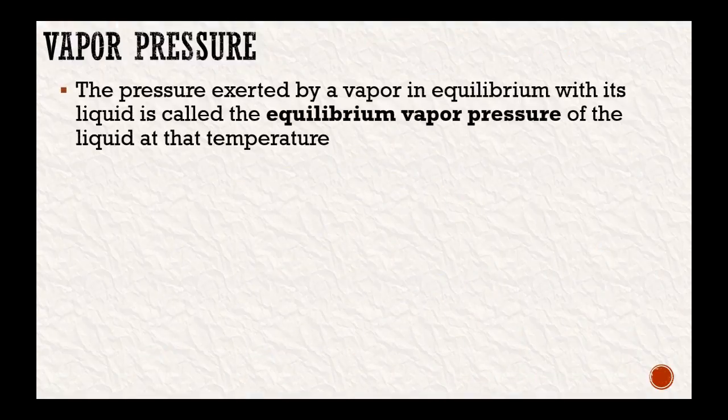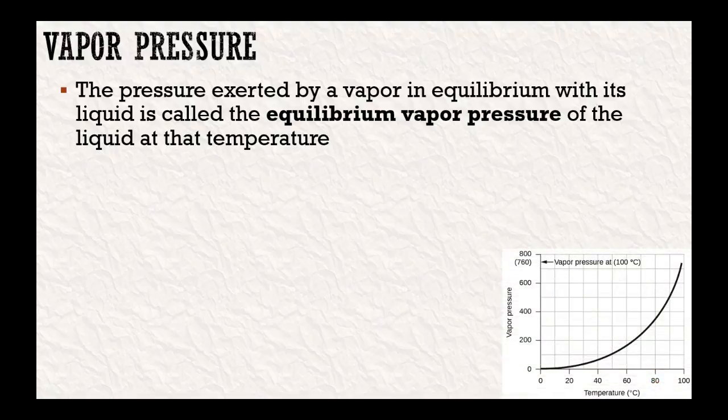Now we need to talk about a concept called vapor pressure. The pressure exerted by the vapor in equilibrium with its liquid is called the equilibrium vapor pressure of the liquid at that specific temperature. Now, this is kind of confusing, but think about it this way. It's the pressure that the liquid is pushing to get its liquid into the gas state. The higher that temperature is, the harder it's going to be pushing.